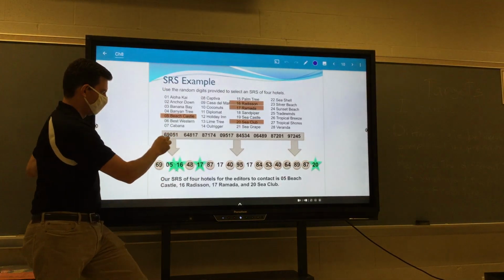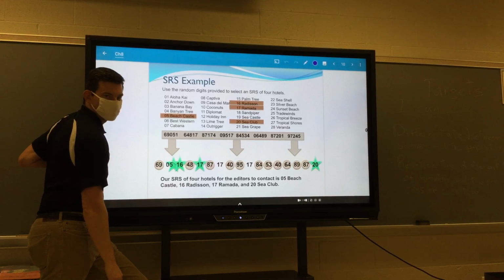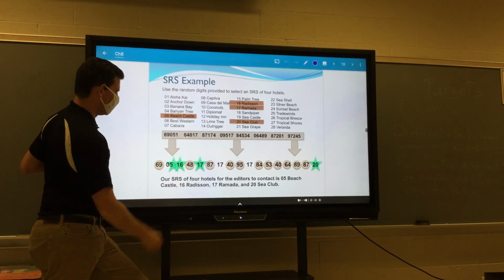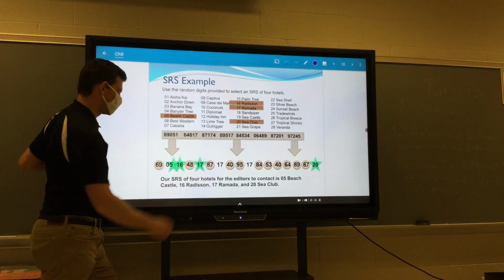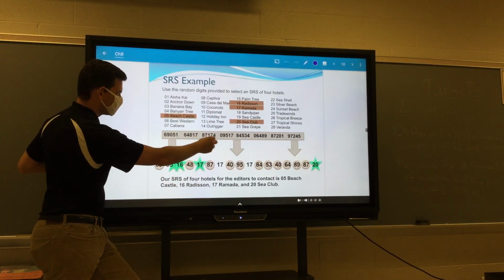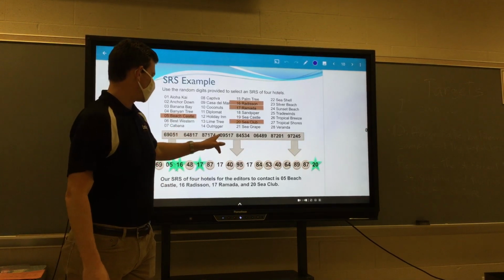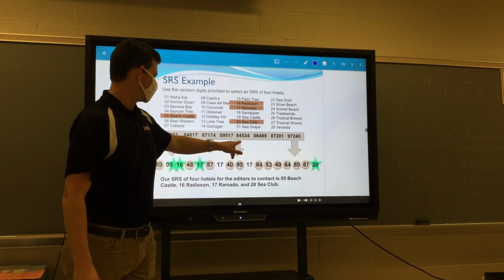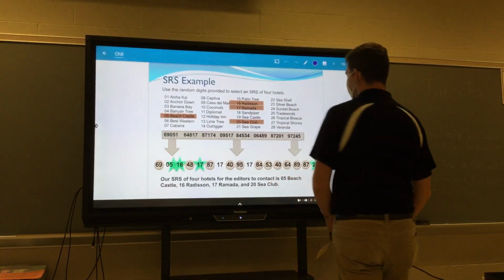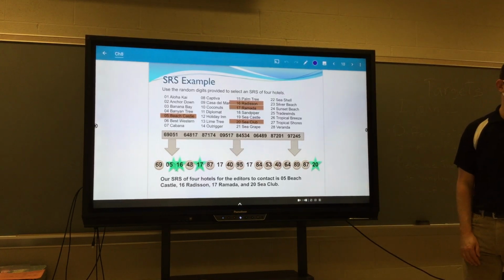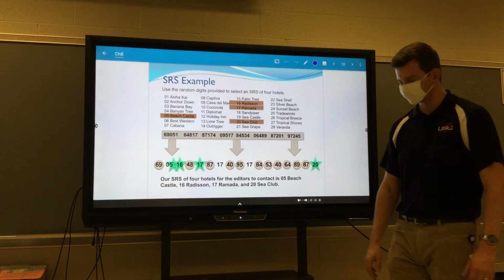In this first number, we see 0, 5, so there's our first element in our sample, Beach Castle. Continue on, there's 1 and 6, so 16, the Radisson, that's in our sample. Continue on, there's 1 and 7, 17, the Ramada, that's in our sample. We continue on, 40's too big, and then we get what? C Club, 29 or 20. That's the last one in our sample. And from there, they could make their decision about what hotels they're staying at.